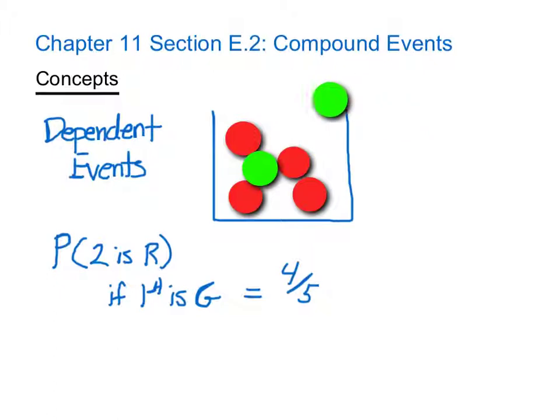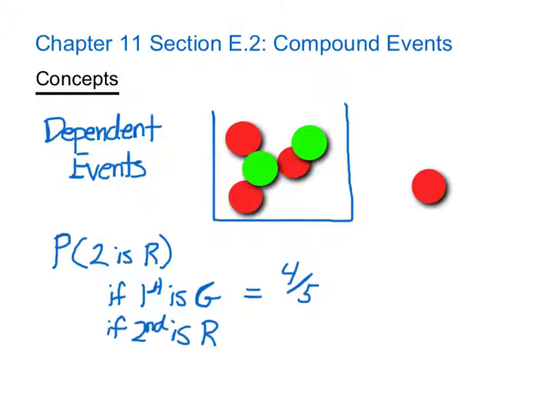However, we could also consider the case where the first marble drawn is a red marble, and that also has an effect on the probability of the second marble. We can see in this case that the probability of the second marble being red is 3 out of 5. Because we're setting the marble aside, these 2 events are dependent. In other words, the first event has an effect on the second event, and we need to consider that when calculating probabilities.